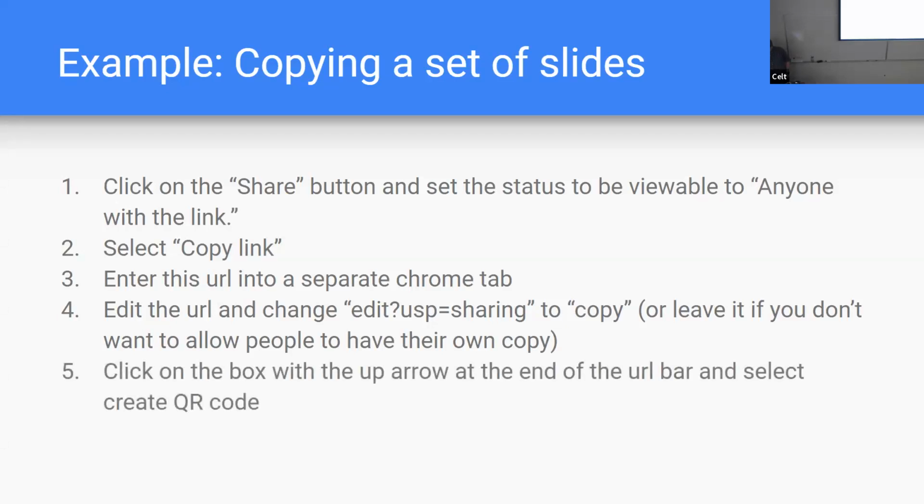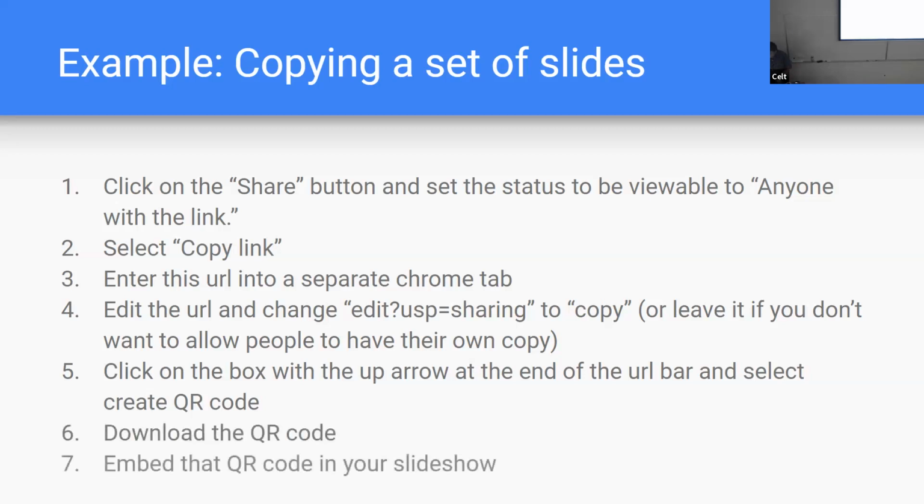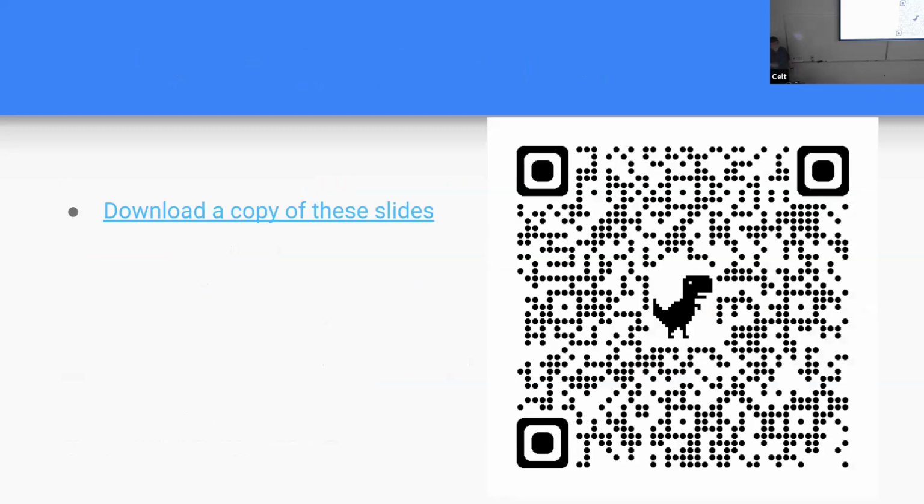And then once you have it, you can go to the URL bar and select create QR code, then download it. And then you just embed that in your slideshow and put that up. I think I actually have done that. So here's an example. If you take a picture of that, hold the camera up to that, it should automatically ask you to download a copy of the slides.